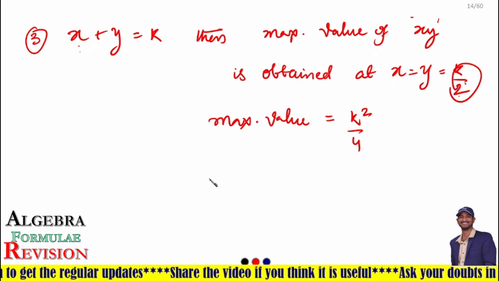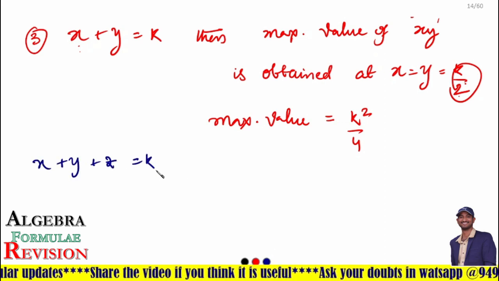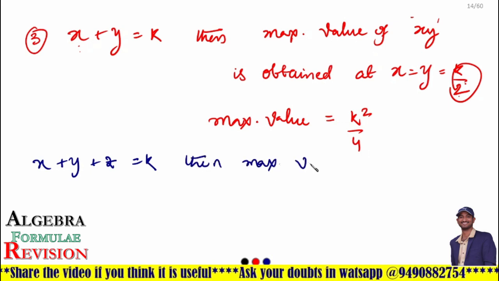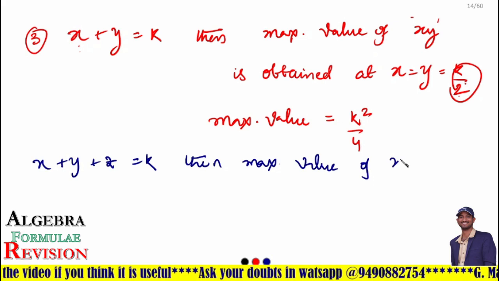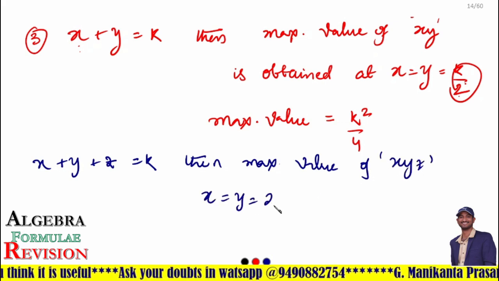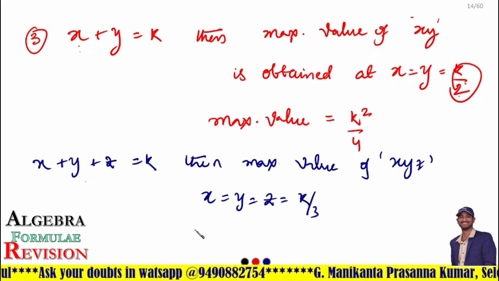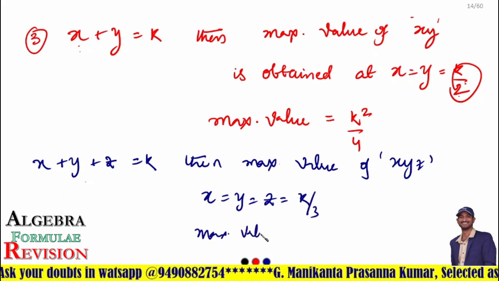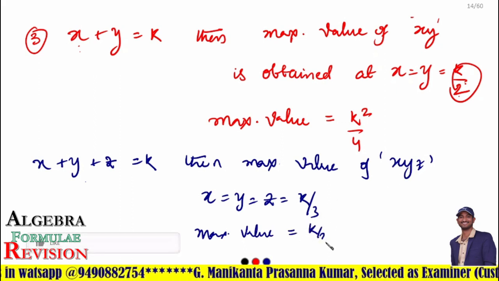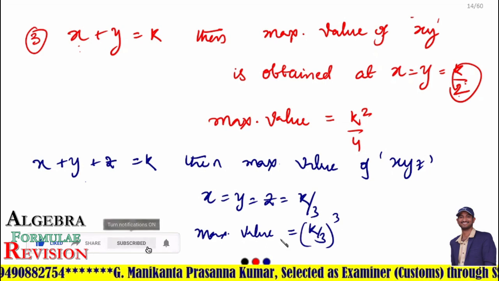Similarly, if we have three variables, the sum of three variables x plus y plus z is equal to k, then the maximum value of the product of the variables, the maximum value of xyz, is obtained at x equal to y equal to z equal to k by 3, since three variables are given. The maximum value is k by 3 into k by 3 into k by 3, or k by 3 whole cube, is the correct answer. This point is also very important.